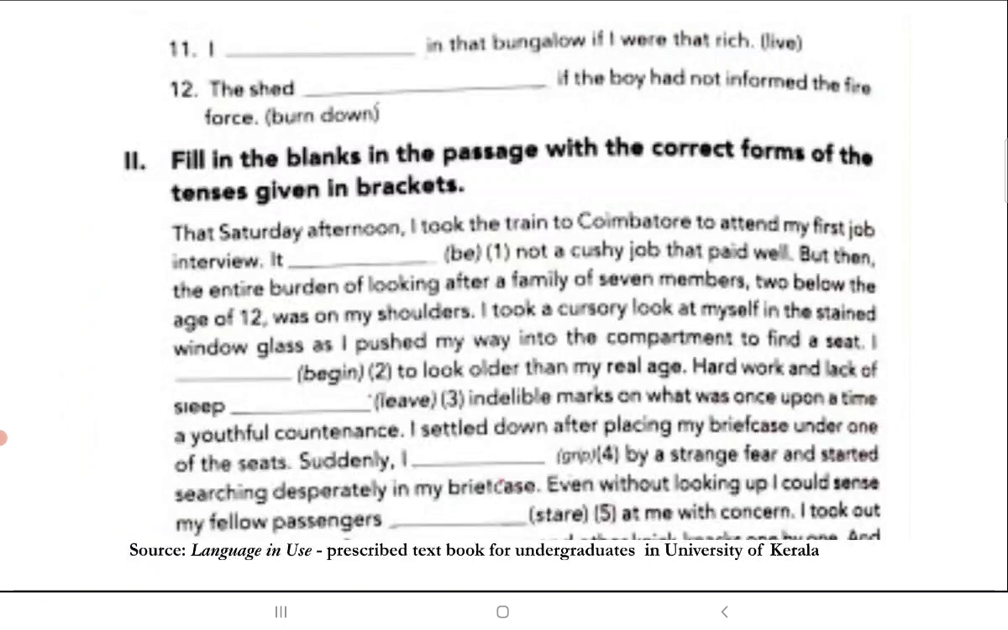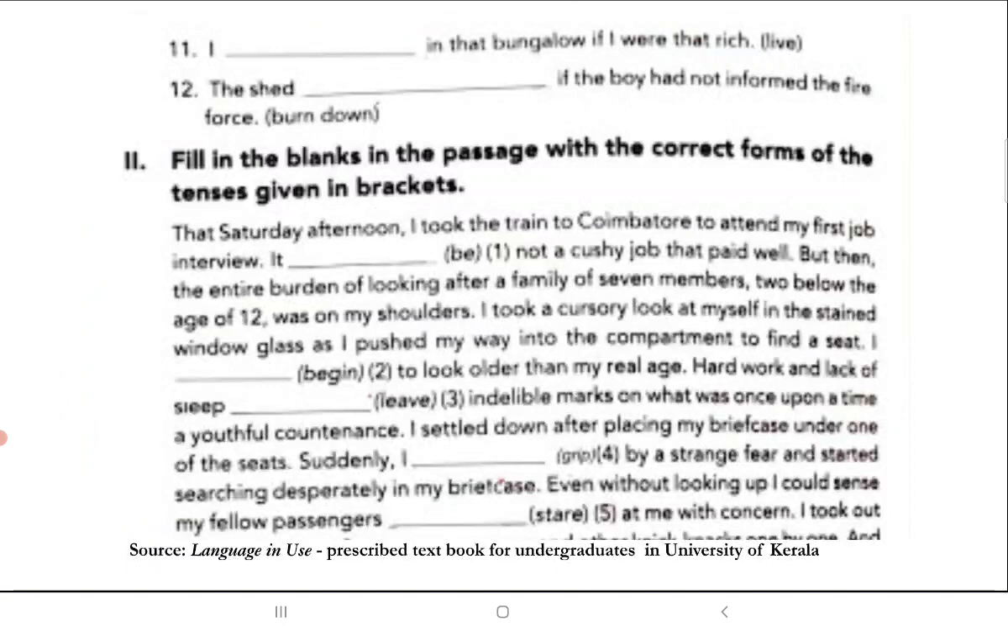Hard work and lack of sleep dash leave indelible marks on what was once upon a time a youthful countenance. Hard work and lack of sleep had left. Past tense, had left. I settled down after placing my briefcase under one of the seats. Suddenly, I dash gripped by a strange fear and started searching desperately in my briefcase. I was gripped, GRIPPED, by a strange fear.